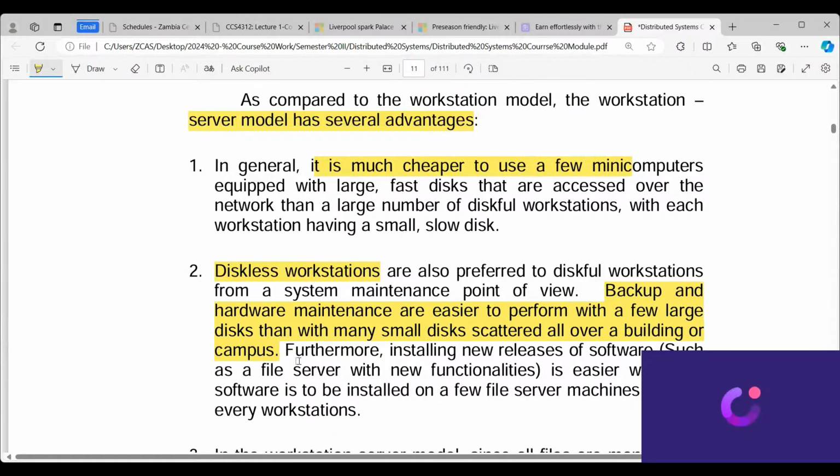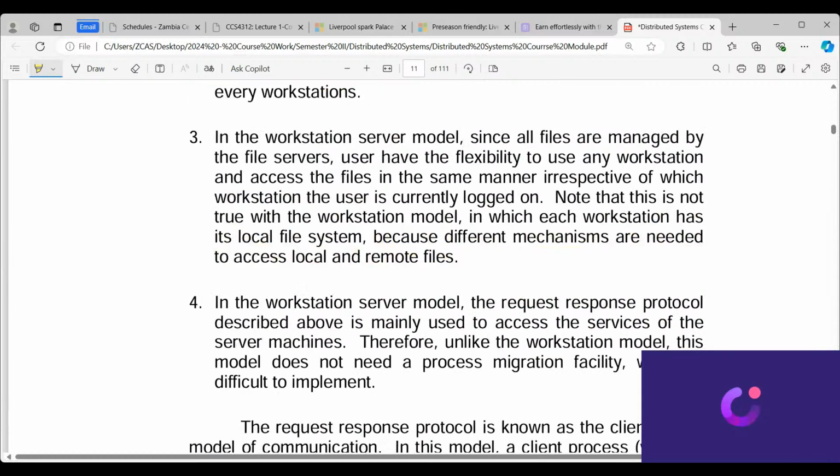Furthermore, installing new releases of software, such as a file server with new functionalities, is easier when the software is to be installed on a few file server machines than on every workstation. So the aspect of installation comes in.